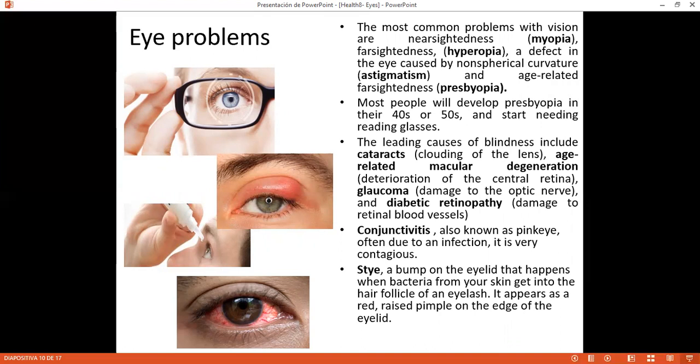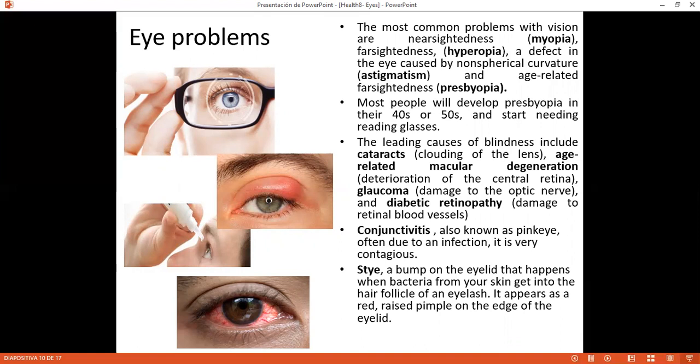focus them properly. And we also have something called astigmatism, which is a problem in the curving of the cornea, and it reflects the light differently, and that's why we cannot focus properly.